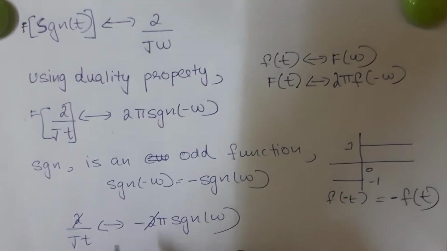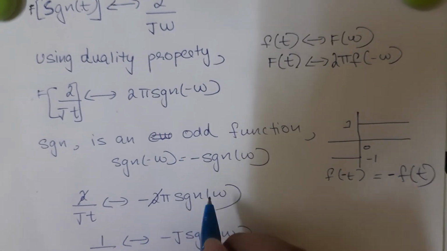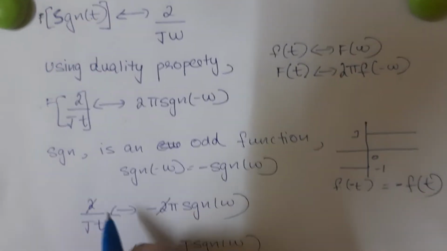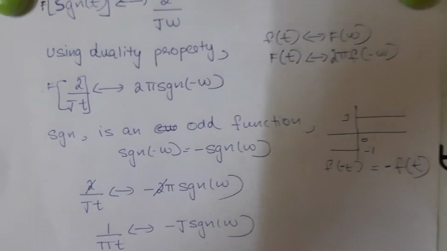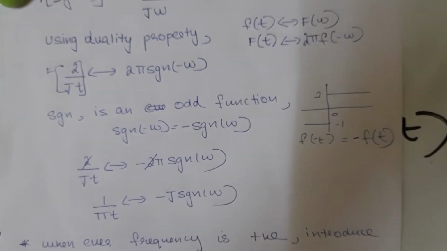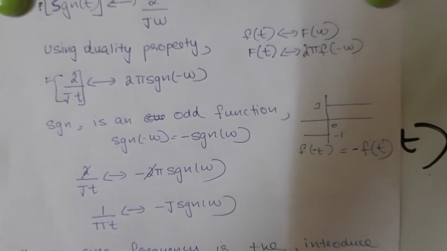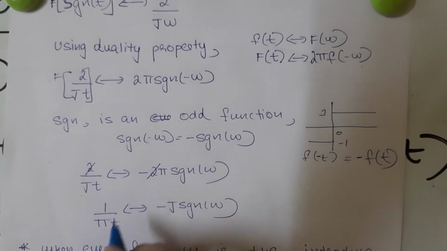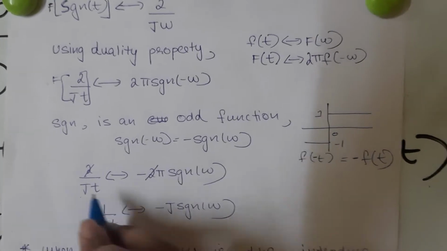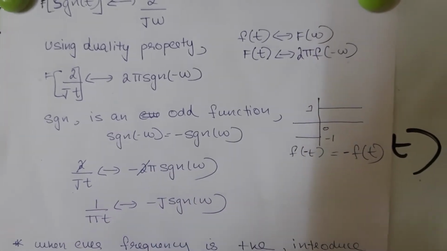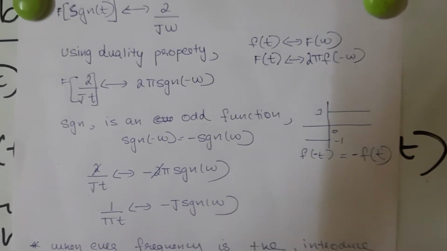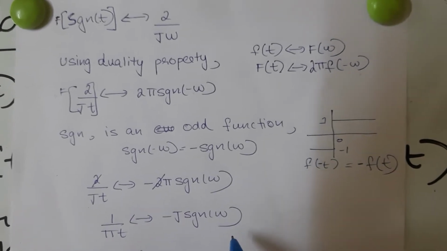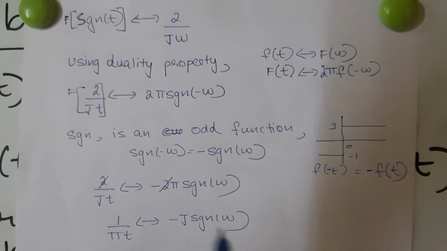So, I can write this as minus 2 pi signum of omega. 2 will get cancelled, and after rearranging the terms and bringing pi to the denominator and taking j here, I will get 1 by pi t is equal to minus j signum of omega. This is how I get the Fourier transform of 1 by pi t.